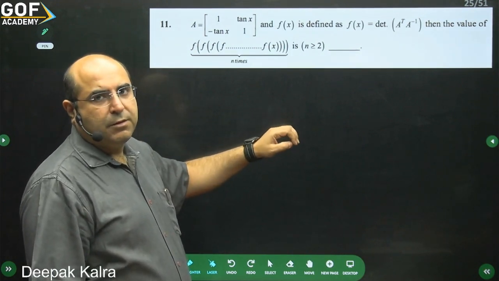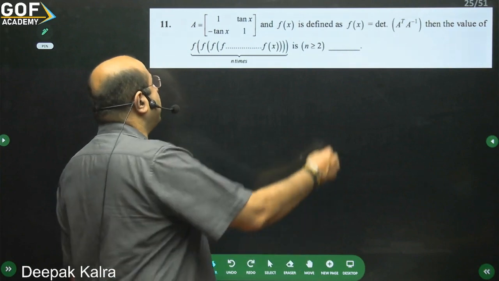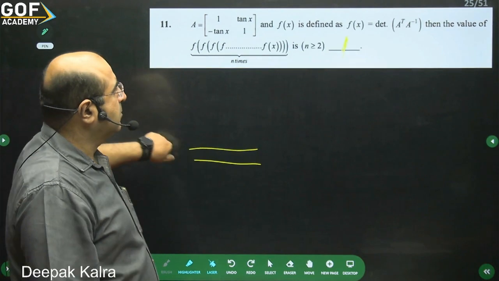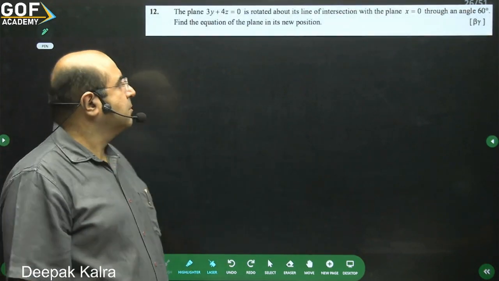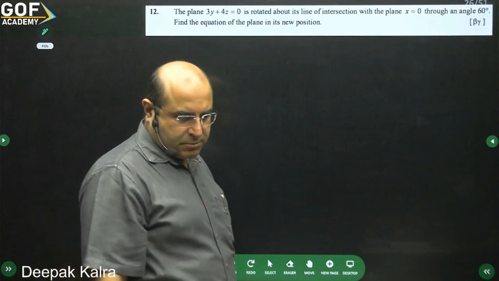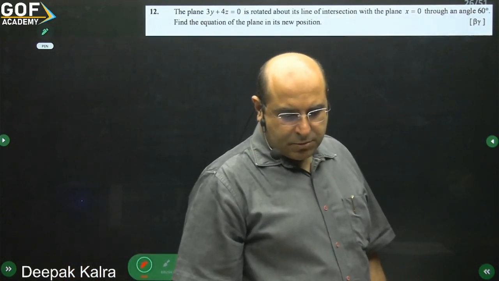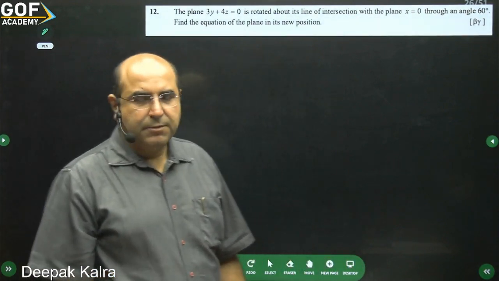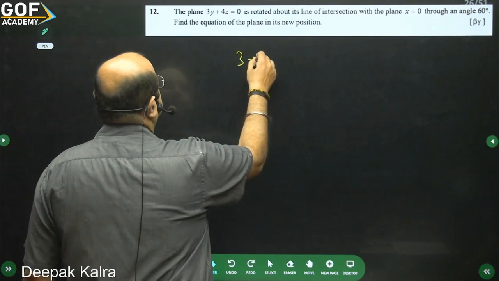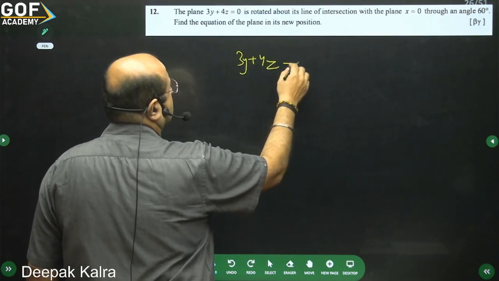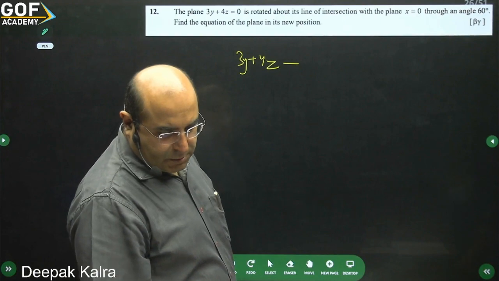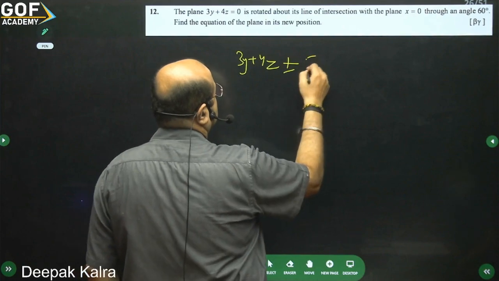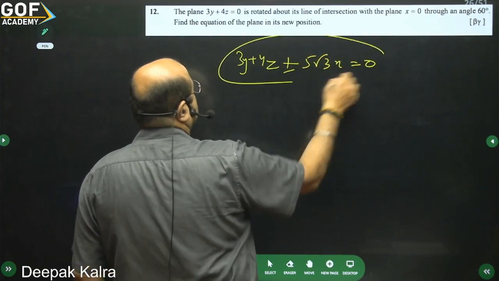Answer. Answer is, I think, 1. Then go to this question, 12th. The answer is, I guess, a complete expression is there. 3y plus 4z plus minus 5 root 3x equals 0. This is the answer.